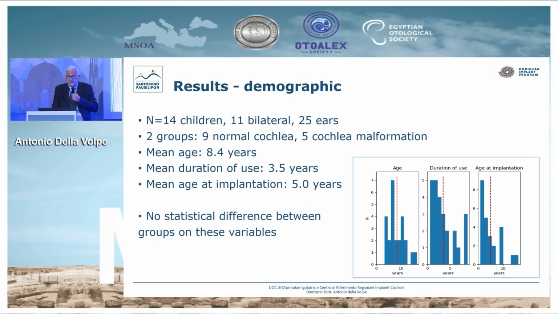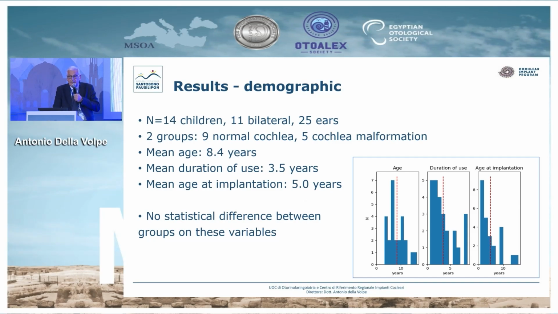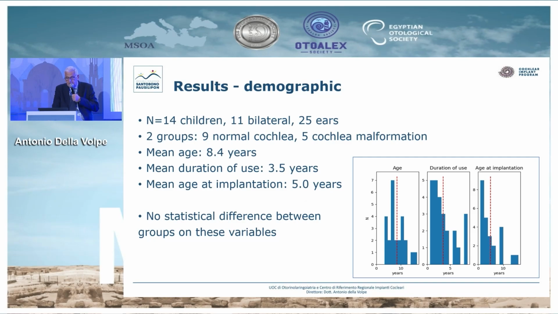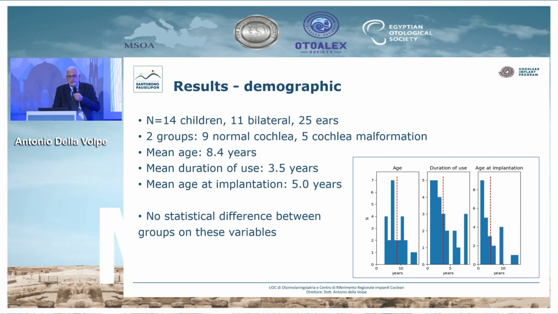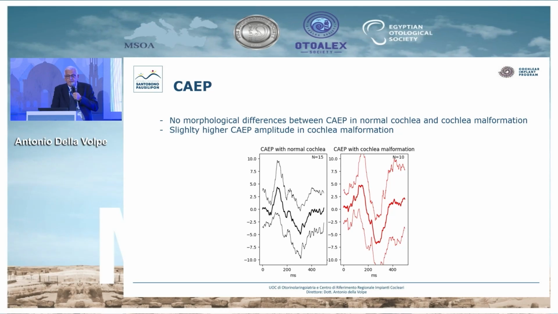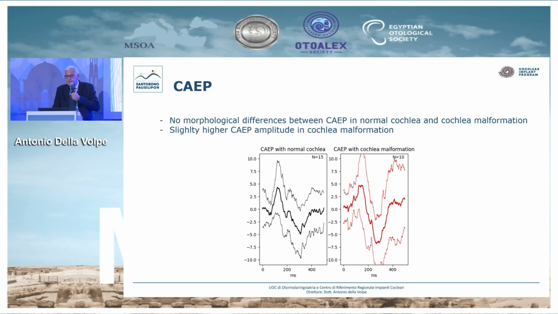These are the results. 14 children, 11 bilateral, 25 ears, 2 groups, 9 normal cochlea, 5 cochlear malformation. Mean age 8.4 years, mean duration of use 3.5 years, mean age at implantation 5 years. No statistical difference between groups on these variables, and I think that's important to underline. No morphological difference between cortical potential in normal cochlea and cochlear malformation.